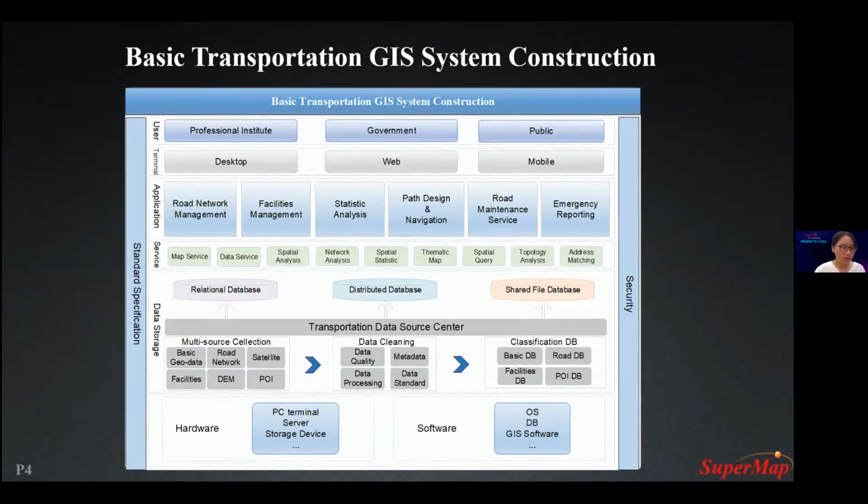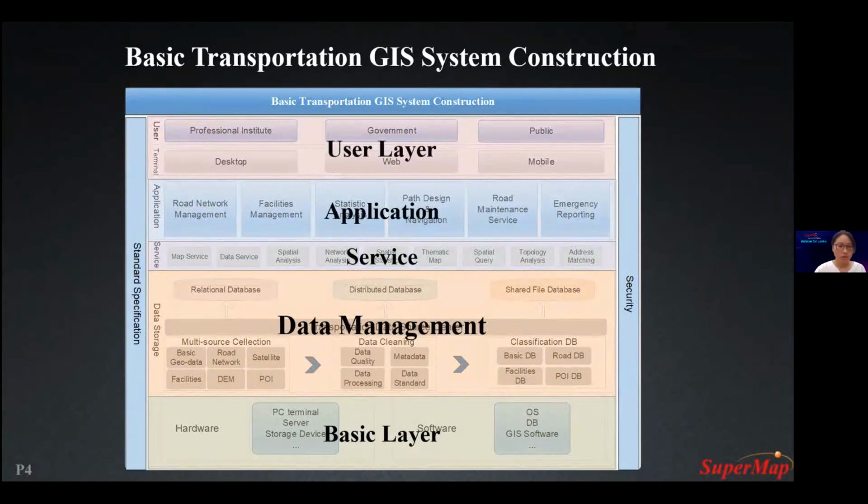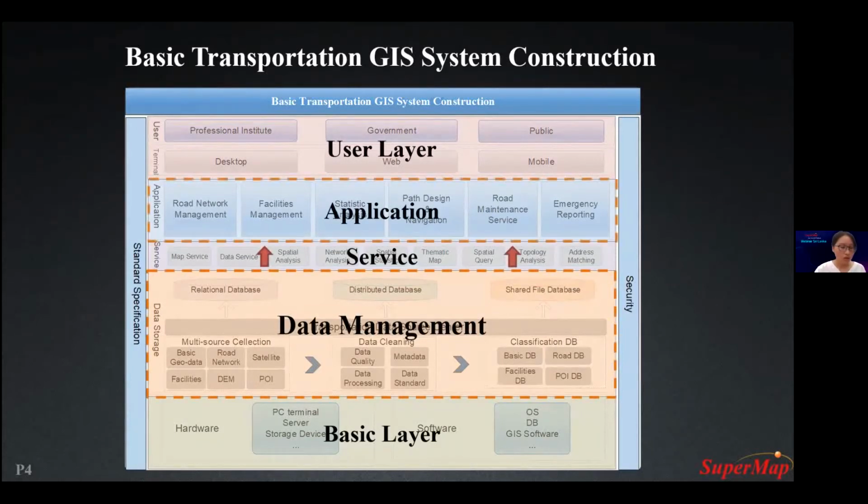And the last layer is the user layer. We need to know which terminals should be used and who will use this system. All these modules form a complete system. Next, we will mainly talk about the data management of the transportation GIS platform and how to realize applications through services.